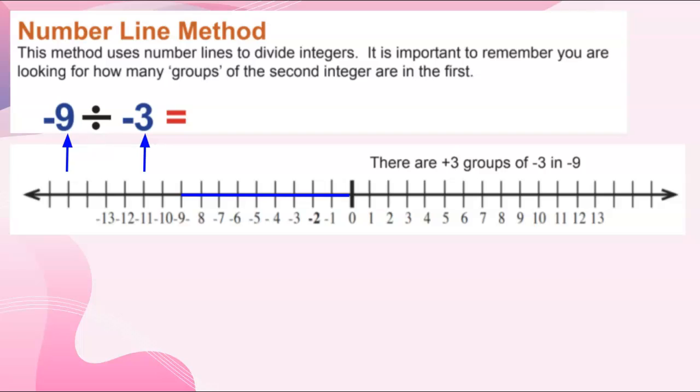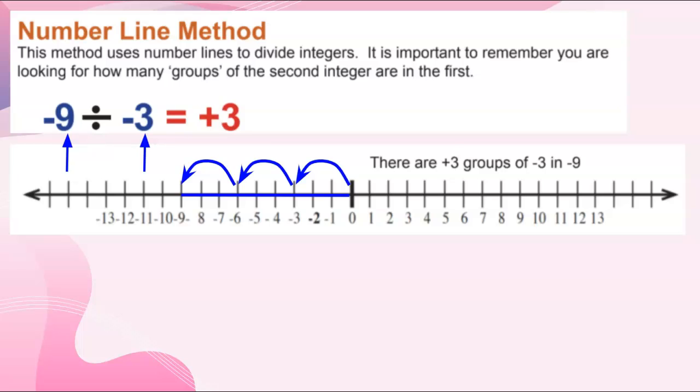So I'm going to see how many groups of -3 I can make within that stretch of the number line for -9. As you can see here, I can make 3 groups of -3 within -9. So that tells me that -9 divided by -3 is +3, because I have 3 groups of -3.